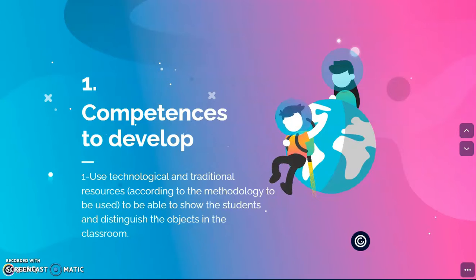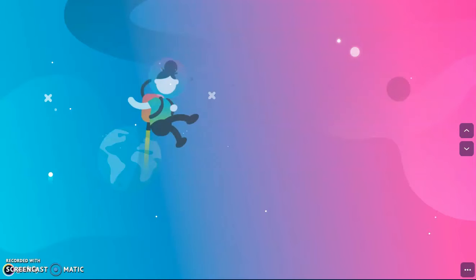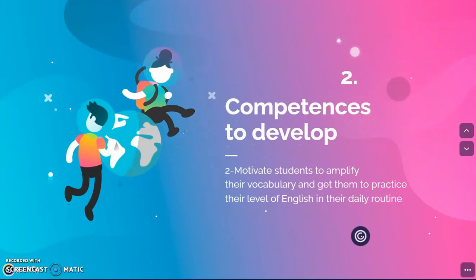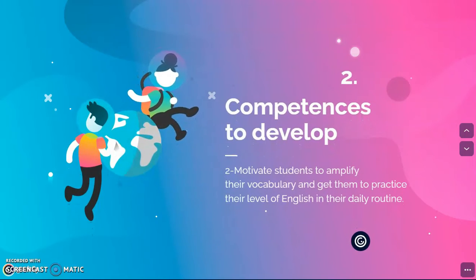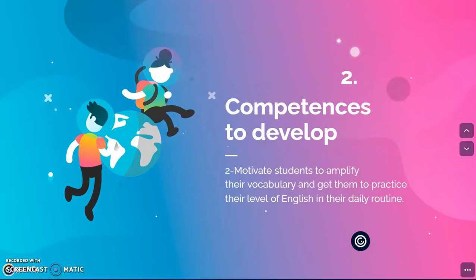Well, we have the competences to develop. The first one says to use technological and traditional resources according to the methodology to be used, to be able to show the students and distinguish the objects in the classroom. Now, with the second competence to develop, we want to motivate the students to amplify their vocabulary and get them to practice their level of English in their daily routine.